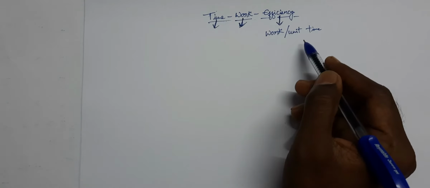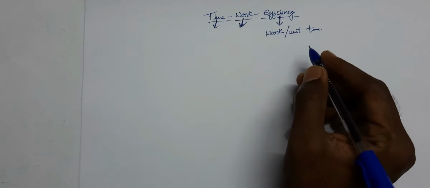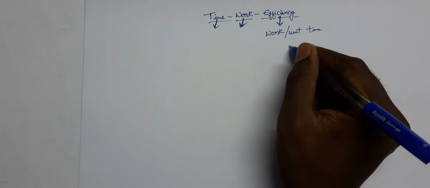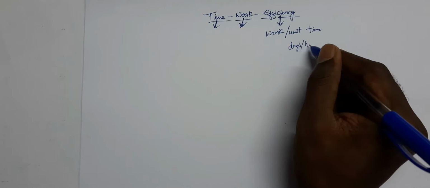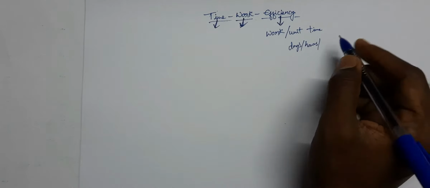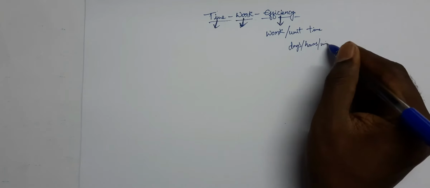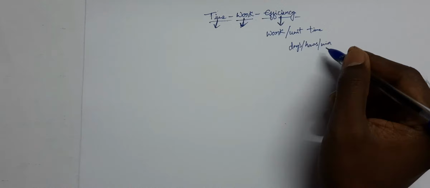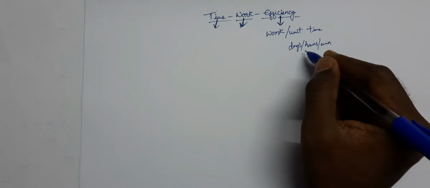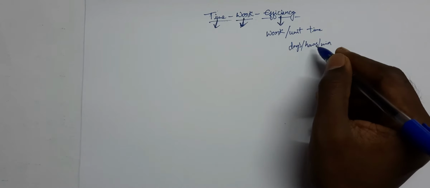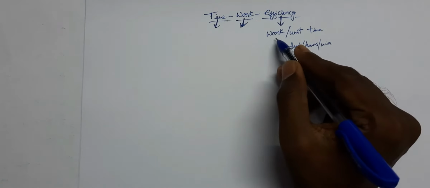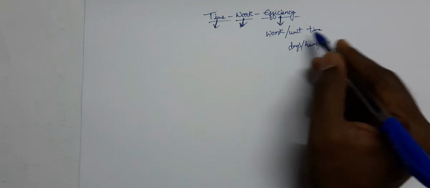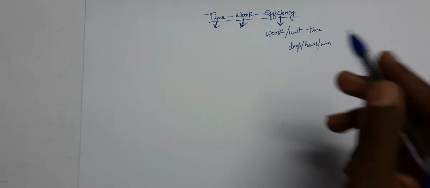I said unit time because in this chapter they give days as the unit of time. Sometimes they give hours as the unit of time, sometimes minutes. No matter which unit they give, you have to understand efficiency means work per unit time. For suppose, work per day, work per hour, work per minute. So efficiency means work per unit time.